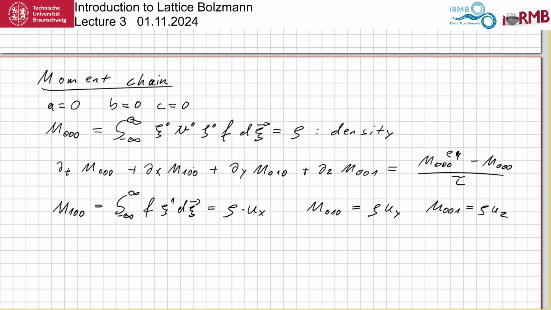So, now we just said that m_000 is rho, and rho is the density of particles, and this is a conserved quantity. Okay?